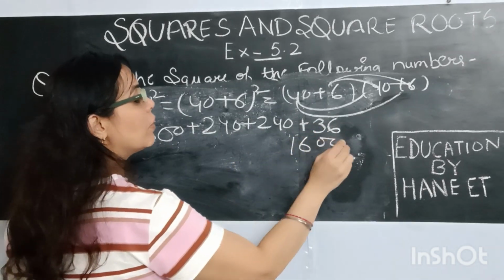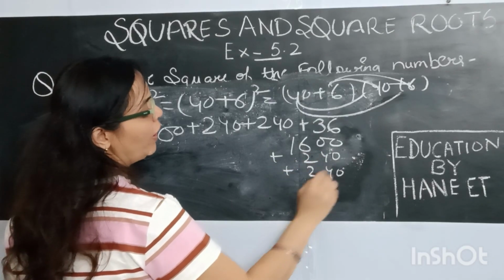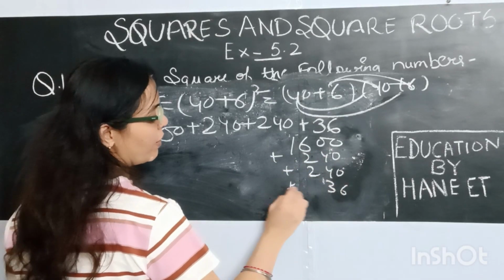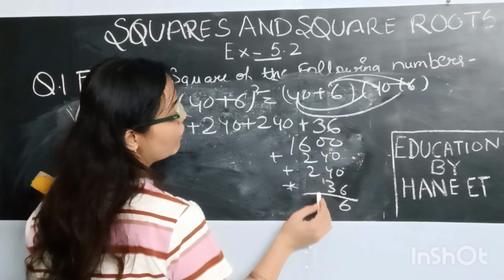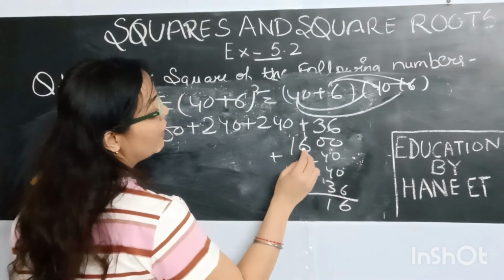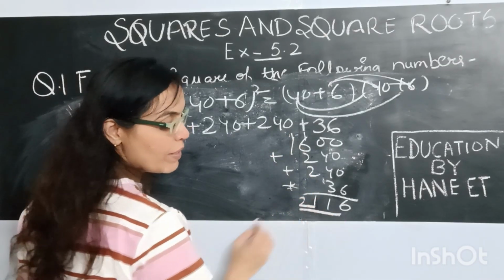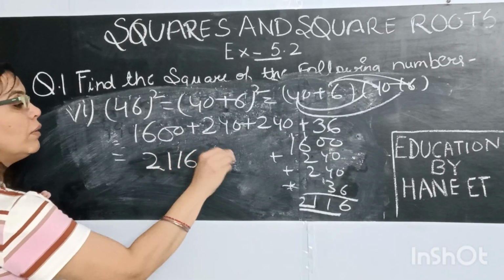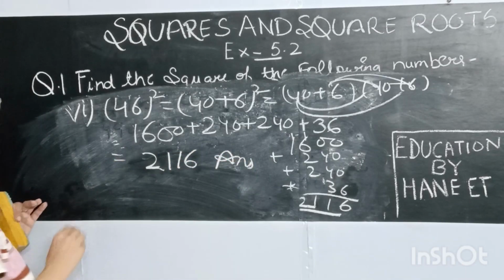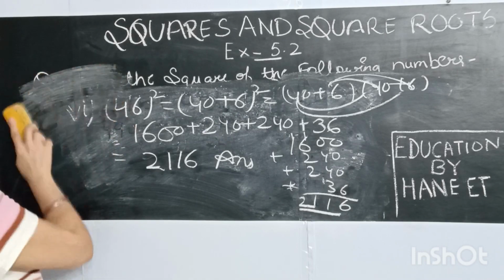1600 plus 240 plus 240 plus 36. Okay. So 2116 is the answer. So 2116 is the answer. Right? So here we come to the end of the first question. Now the second question.